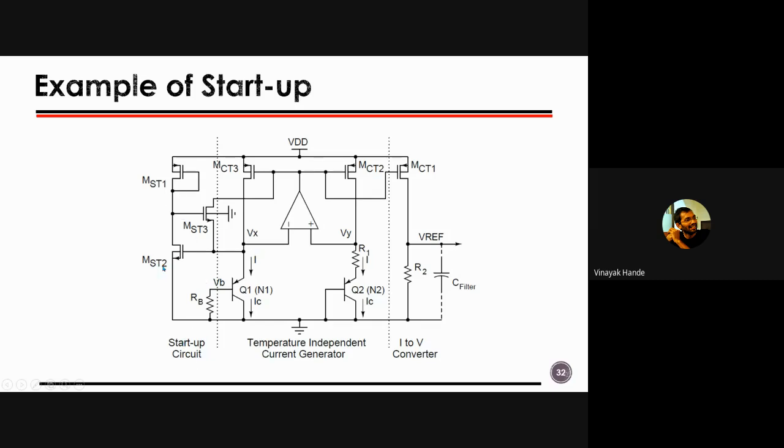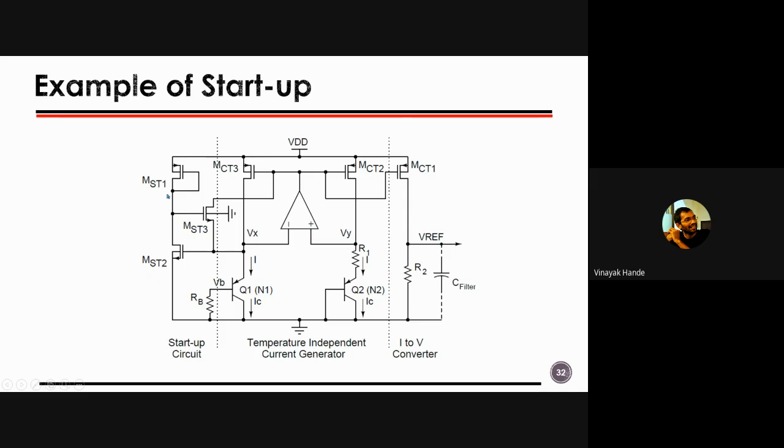There are 3 transistors for startup. This is just one circuit. You'll find zillions of circuits for designing a startup circuit, right? I have used the 3 transistors, MST1, MST2, MST3, right? And here I have to wiggle this node Vx, right? Initially Vx will be 0, Vy will be 0, and everything will be sleeping, right?